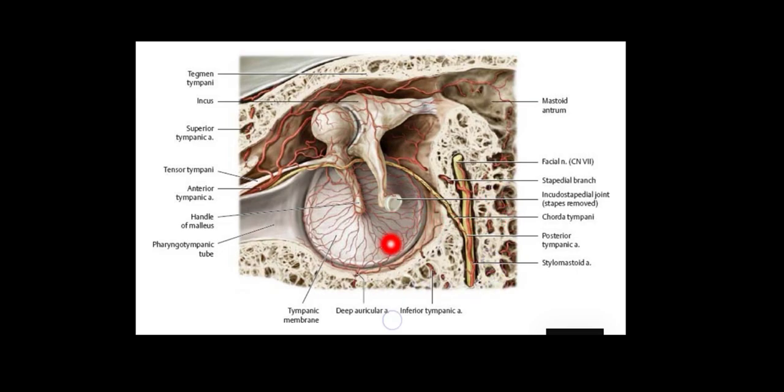This is the blood supply, how nature keeps it well nourished. We have here the deep auricular artery. These are the radial vessels. What are its contributions? The deep auricular artery, the inferior tympanic artery, the posterior tympanic artery, the stapedial branch of the posterior tympanic artery, and the anterior tympanic artery, all of which richly supply the middle ear architecture.